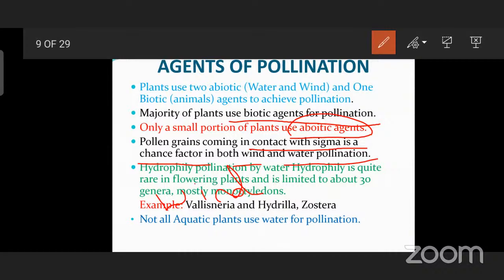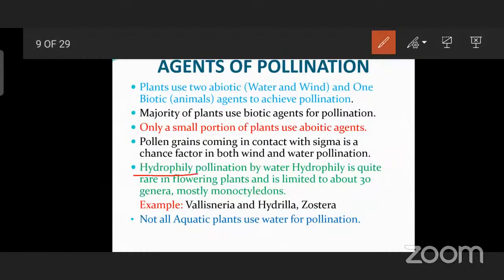Wind pollination also requires that pollen grains are light and non-sticky in nature so that they can be transferred by wind. They often possess well-exposed stamens so that pollen is easily dispersed into the wind. This is anemophily pollination.